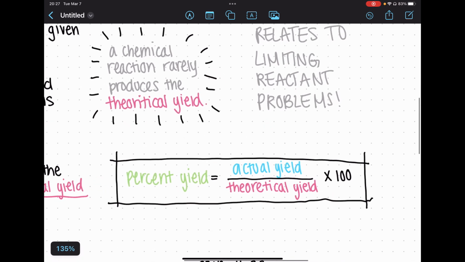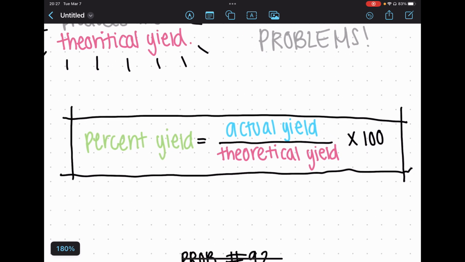So here's the percent yield equation. It's percent yield equals actual yield divided by theoretical yield times 100. The times 100 makes it a percent, and you should always get a decimal when doing actual divided by theoretical.